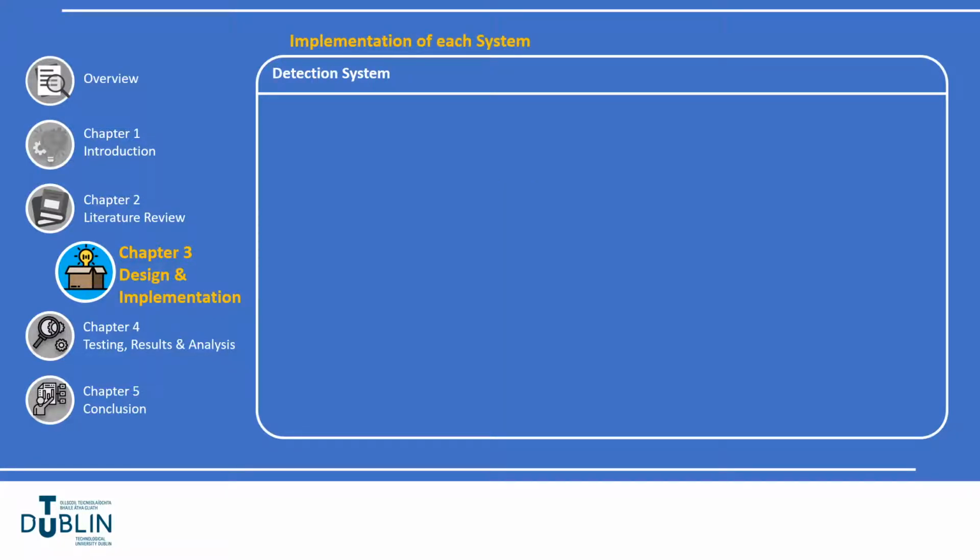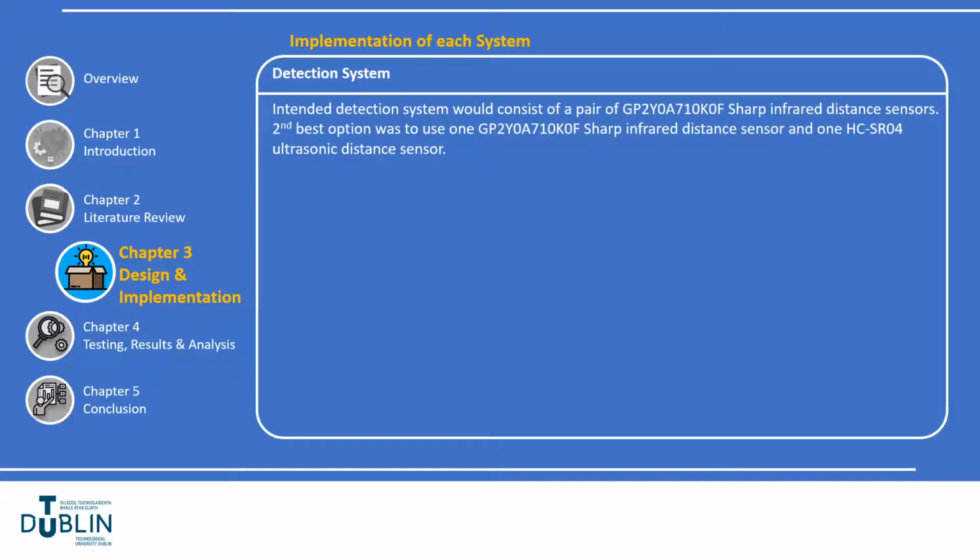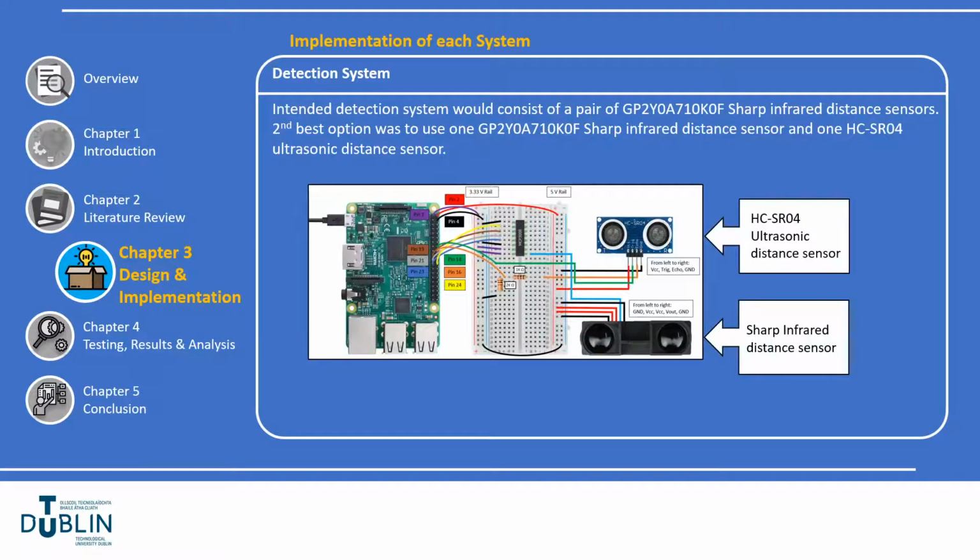Implementation of each system. Detection system. Having determined the most suited sensor to be the sharp infrared distance sensor, it was decided that the final detection system would consist of a pair of these sensors. Unfortunately, due to the temporary closure of the TU Dublin Kevin Street campus, a second sharp infrared distance sensor could not be sourced. The second best option was to use one sharp infrared distance sensor and one HC-SR04 ultrasonic distance sensor. The diagram shows how each sensor was connected to the Raspberry Pi.